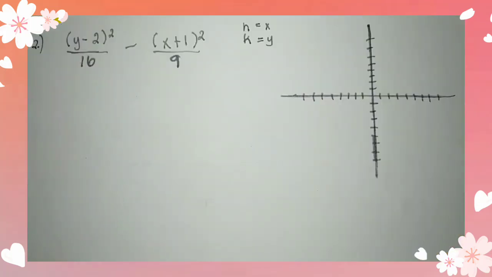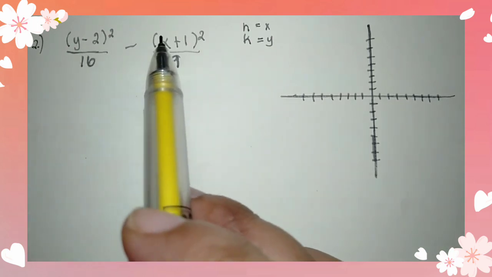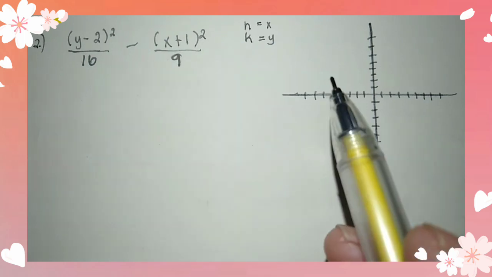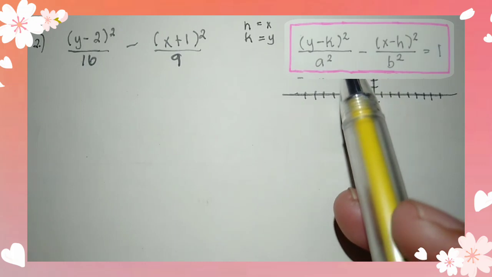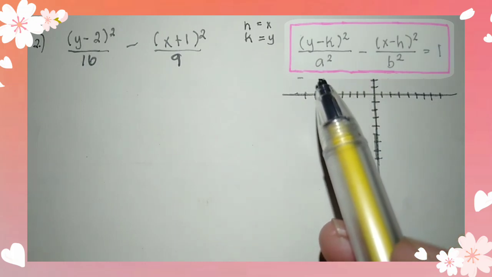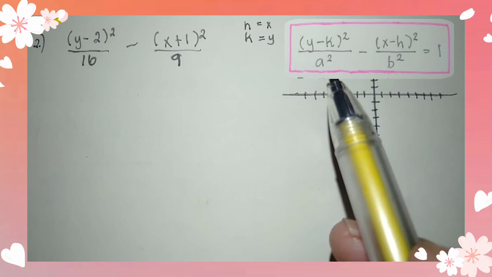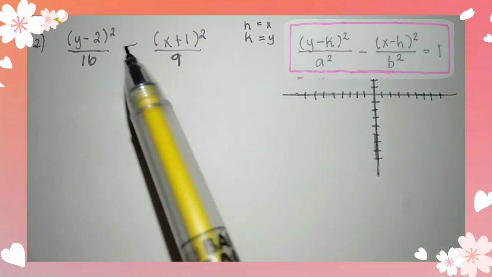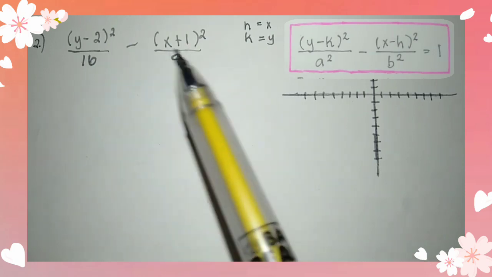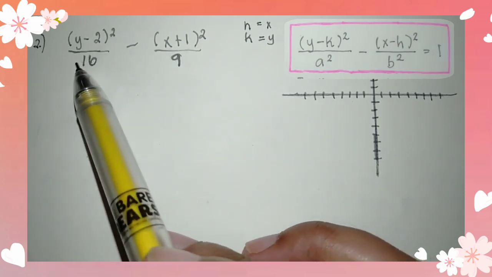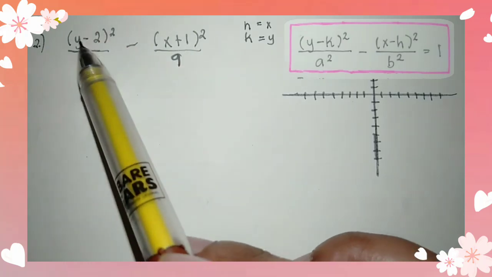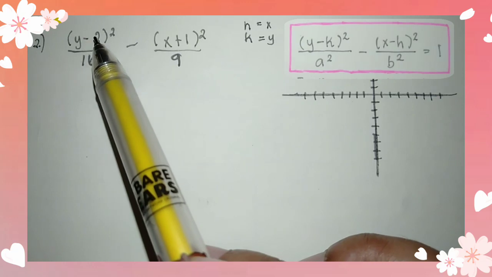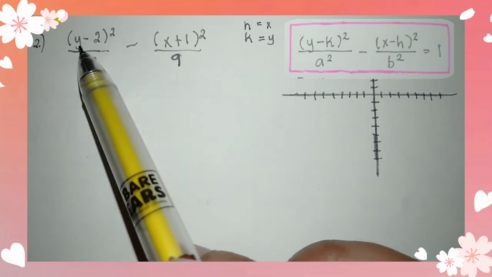Okay, so take a look at this another example. We have y minus 2 squared over 16 minus x plus 1 squared over 9. Remember, our equation will be y minus k squared over a squared minus x minus h squared over b squared is equal to 1. Okay? So, meaning to say, ito yung ating a and b. Same lang din siya kagaya nung sa kanina. Always nandito si a squared, and nandito naman si b squared. Okay? Ito lang yung nagkakaiba. Yung example natin kanina, si x yung nandito. Ngayon naman is si y.